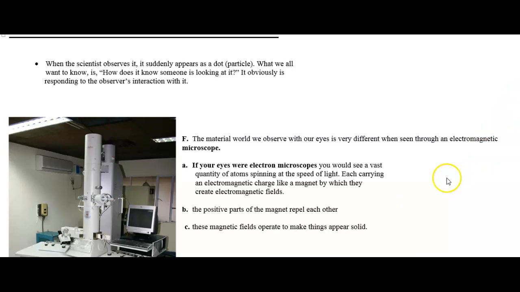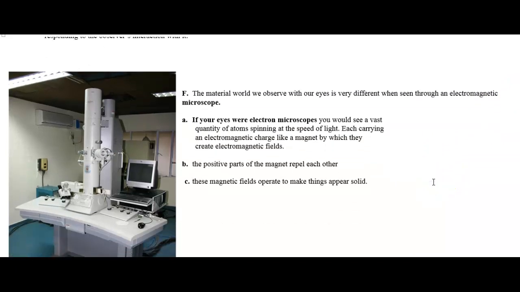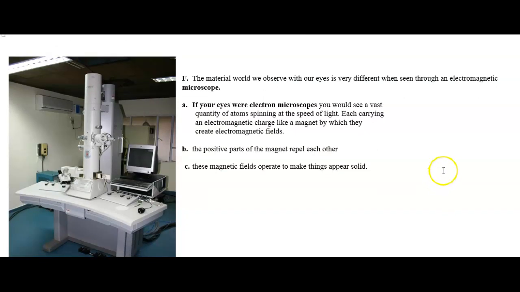This picture right here is actually what an electron microscope looks like. In 2008, they had microscopes that can actually look inside the atom. They can separate all the subatomic particles and see all of them. Now they have some that are even better than that. Let's pretend our eyes were electron microscopes, and we look around the room. Close your eyes, pretend you have electron microscope eyes. What you'd see was vast quantities of atoms spinning at the speed of light, each carrying an electromagnetic charge like a magnet.